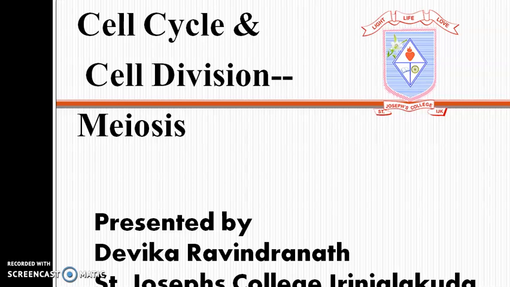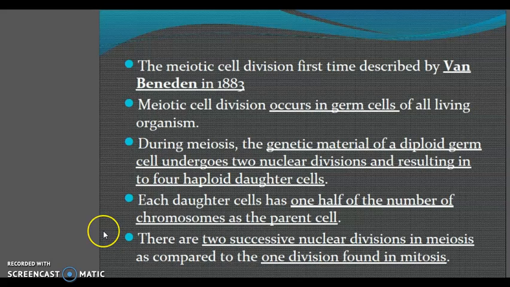So in this session, let's discuss the steps in meiosis. The meiotic cell division was first described by Van Beneden in 1883. Meiotic cell division occurs in germ cells of all living organisms.